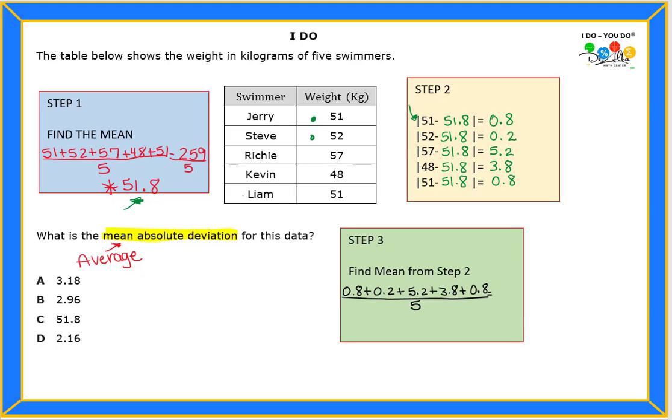And we get what? 10.8 on the numerator, and you need to divide by 5, right? And what do you guys get? You get 2.16. And guess what? That is your answer now, and that will be letter D. Very good. Quite a few steps, but you got this. This is an easy question, guys.